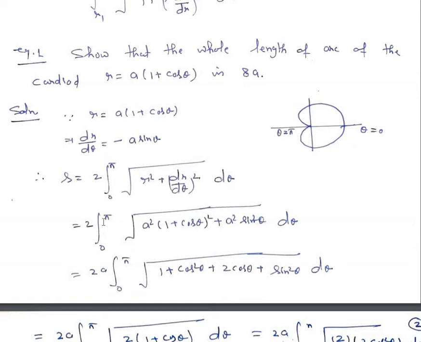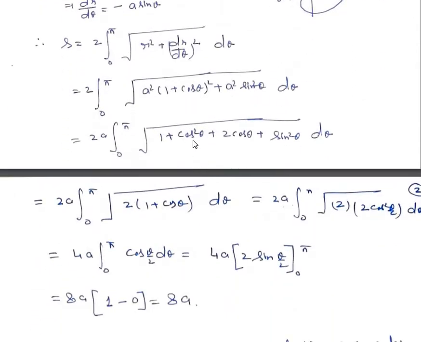which is equal to 2 times integral 0 to pi under root of, now r square is a square into 1 plus cos theta whole square plus dr upon d theta whole square, which is a square sin square theta d theta. So this is equal to 2a times integral 0 to pi under root of 1 plus cos square theta plus 2 cos theta plus sin square theta d theta. Cos square theta plus sin square theta is 1. So this is 2a times integral 0 to pi under root 2 times 1 plus cos theta d theta.